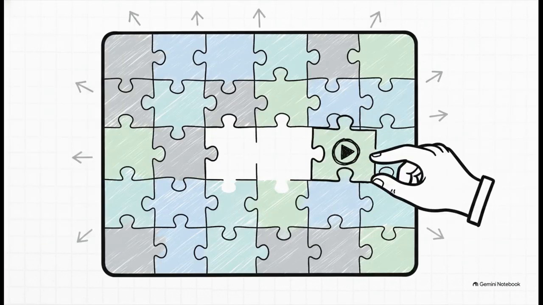Let's wrap this explainer up by zooming out and looking at the big picture. We really need to see how this visual packaging fits into the ultimate ecosystem for growth, because getting the click, that's just one piece of the puzzle.